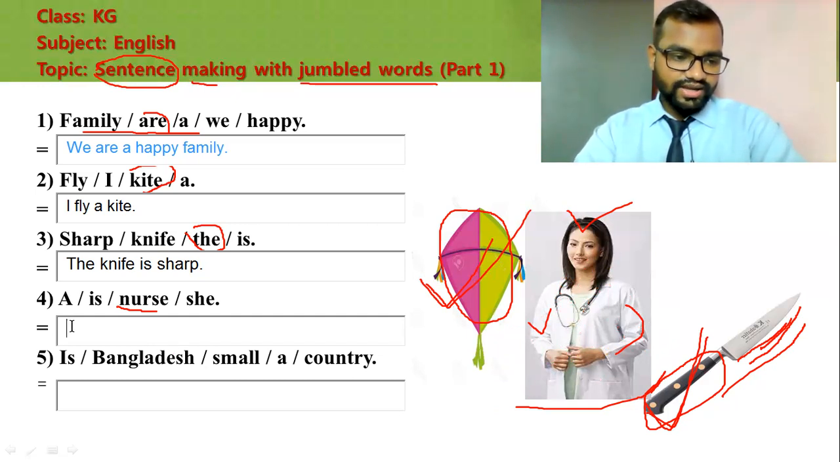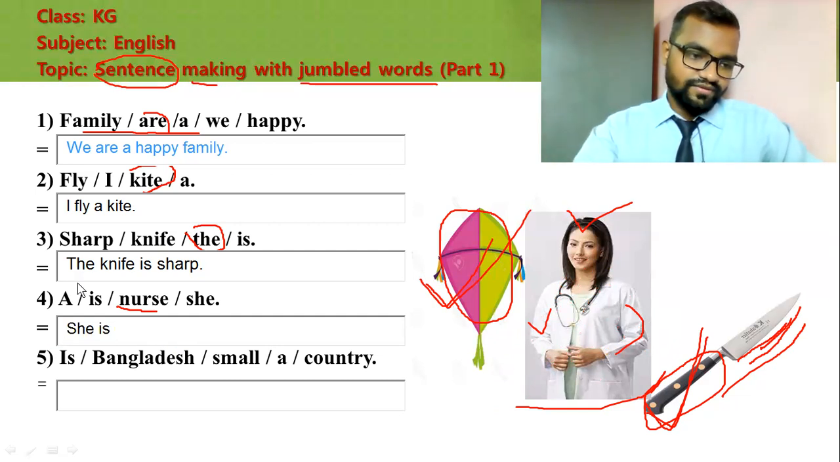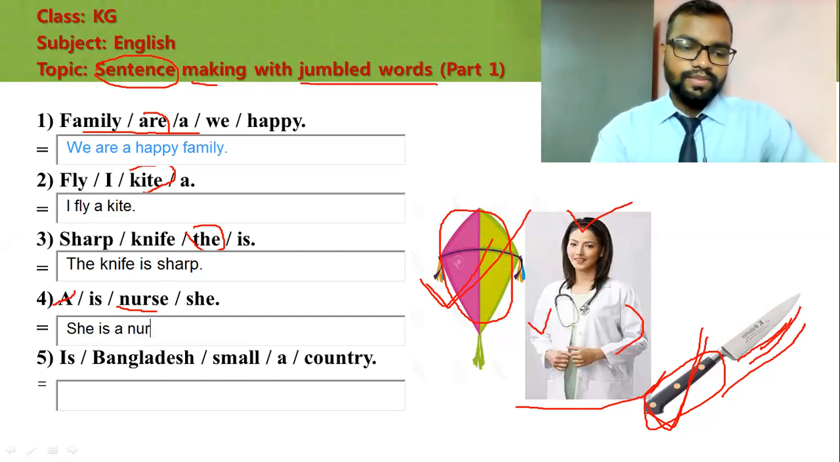All right, so what can we write here? We can write first "she" and then "is". If we put right after it "a", okay, "a nurse". What is it?